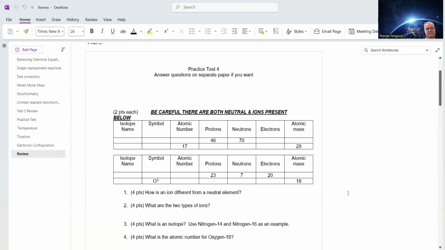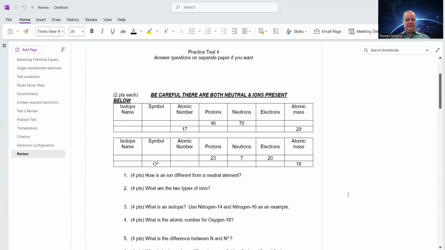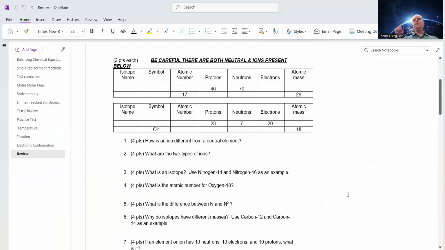Let's go over practice tests. This page basically talks about the nitty-gritty electron, proton, neutron level things. What's the difference between nitrogen and a nitrogen ion and that kind of stuff? So let's just go ahead and go over these.